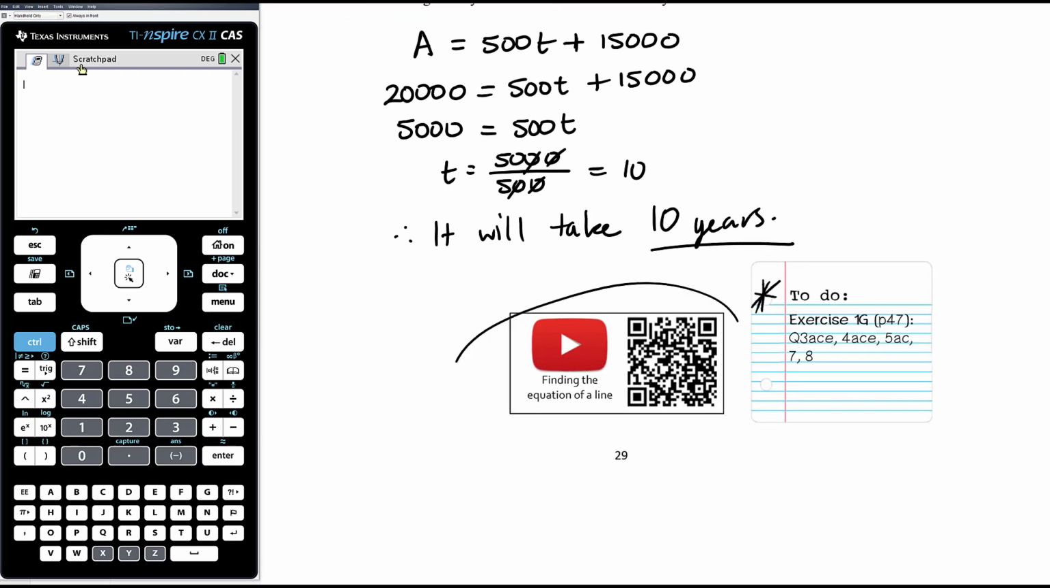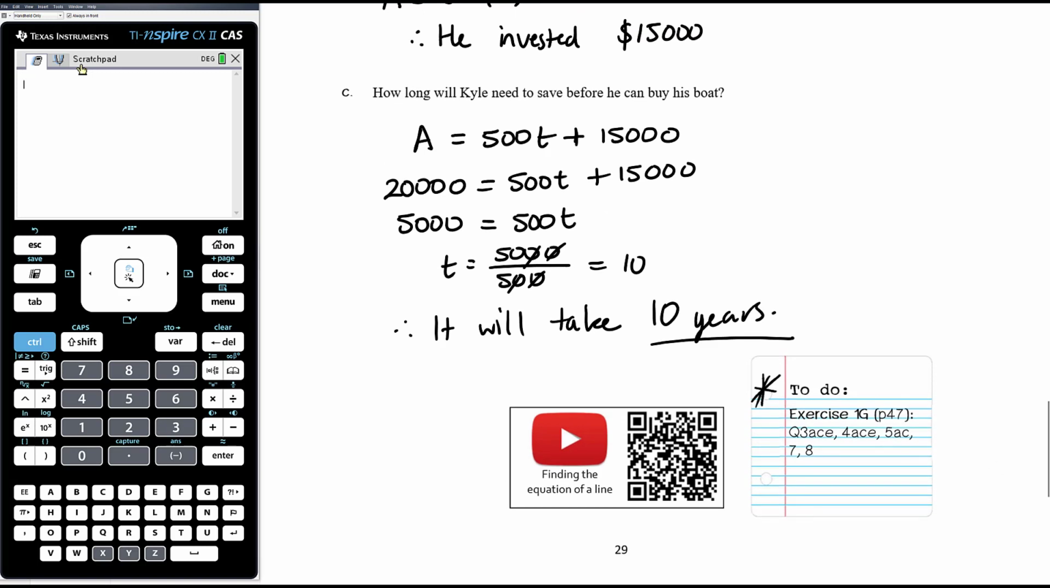Anyway, again, there's an older video linked here, another video going through finding the equation of a line if you've got gradient and a point or 2 points, if you want another explanation. But really today we just want to get straight on to exercise 1G, and there is the list of questions.